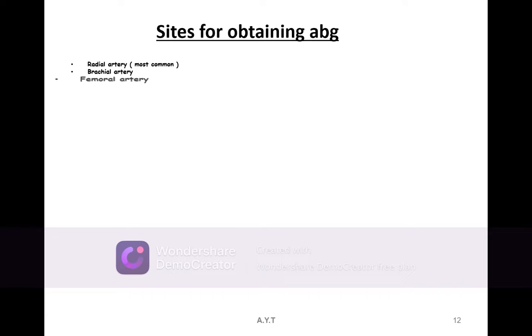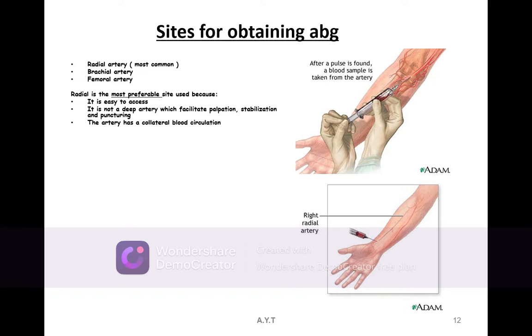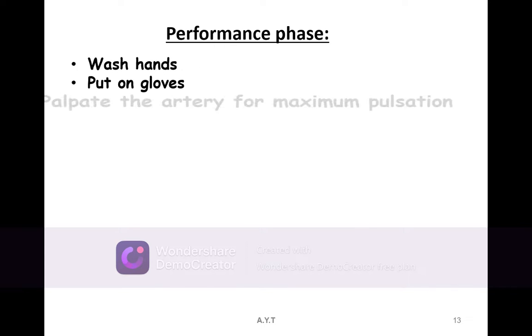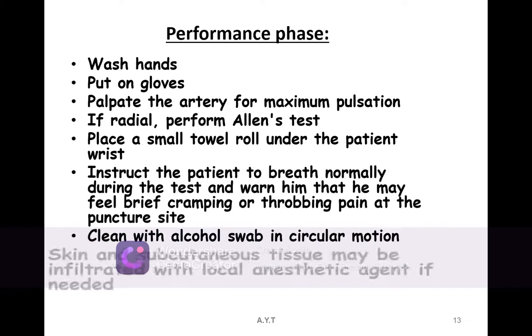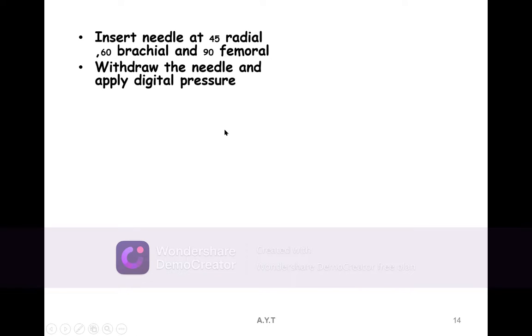So you have to take the blood from this artery, usually. You go directly into the radial artery. This is the position, 90 degree perpendicularly. Wash hands, put on gloves and be sterile. All the things should be practiced. Radial artery 45 degree, 60 degree to brachial and 90 degree to femoral.